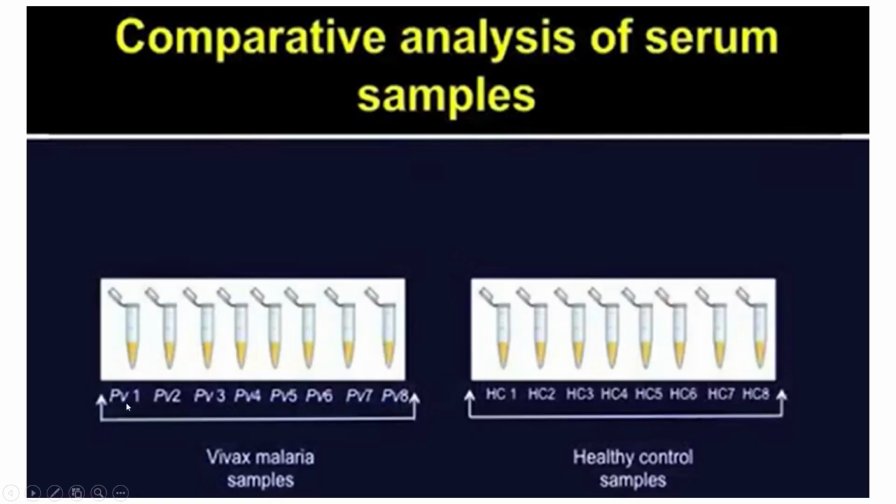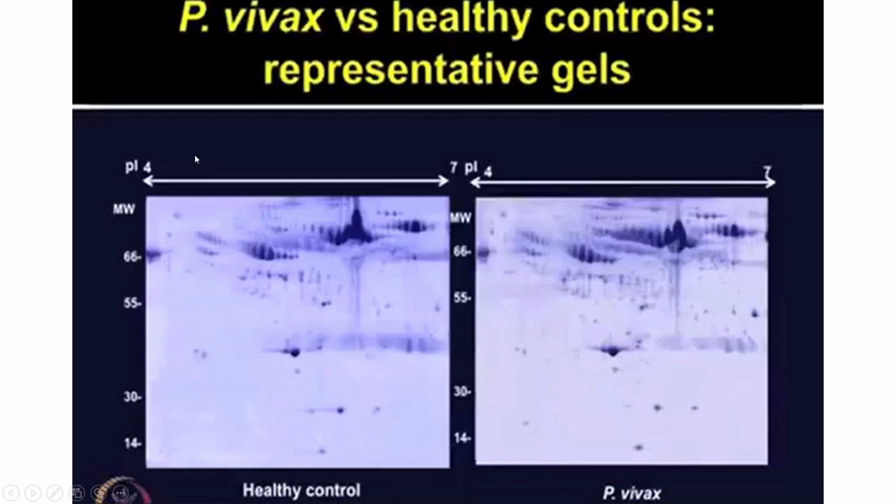So they took 8 samples of Vivax malaria and 8 samples of healthy controls, and then compared them in 8 lanes, and this is how it looked. If you see, there are a few proteins they wanted to identify, whether those are the ones responsible for Vivax malaria. Basically, the condition has caused certain proteins to be overexpressed or downregulated.